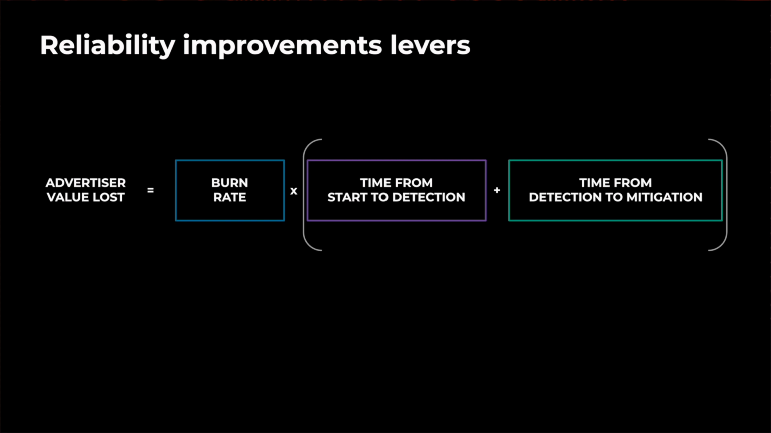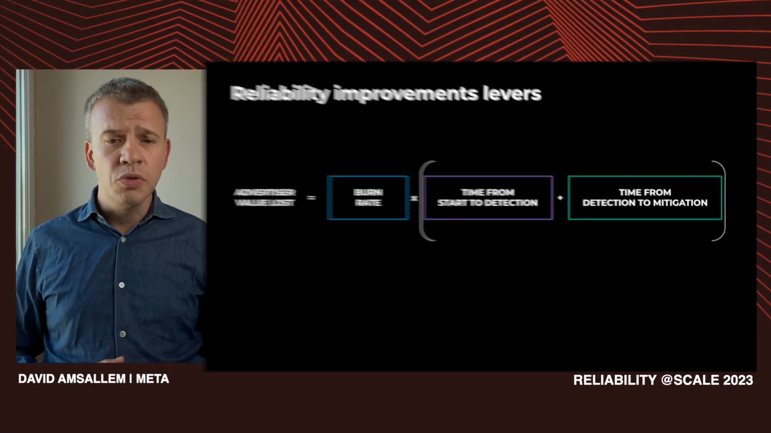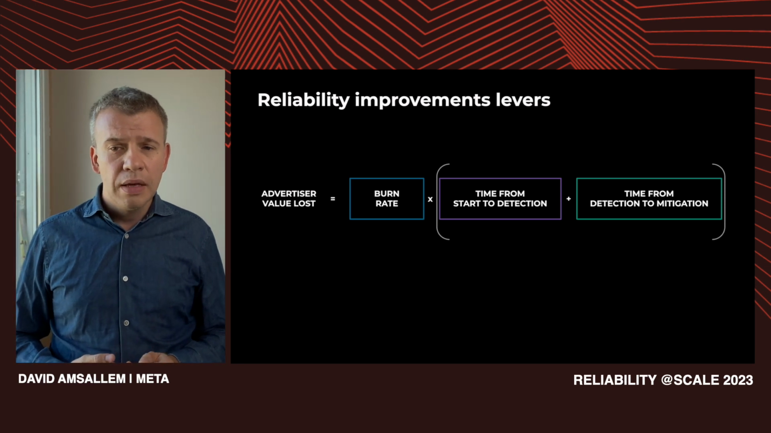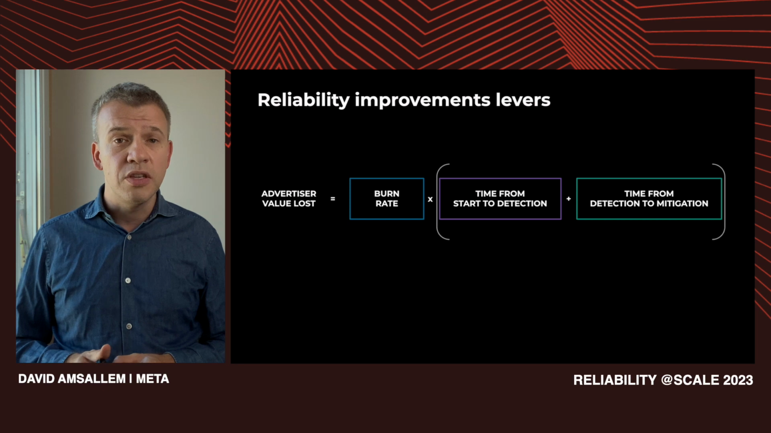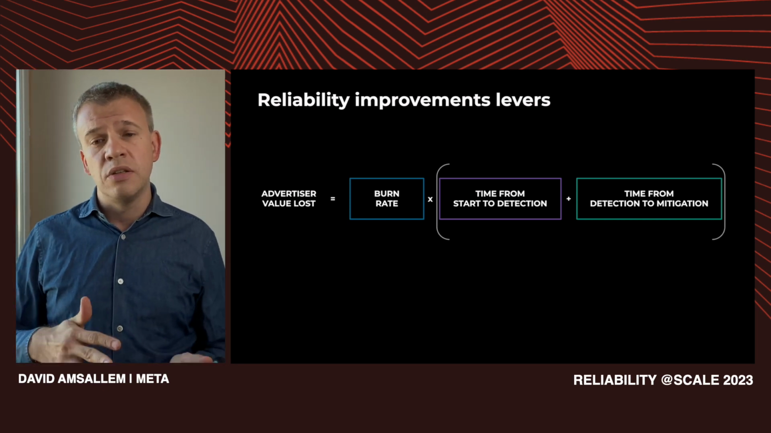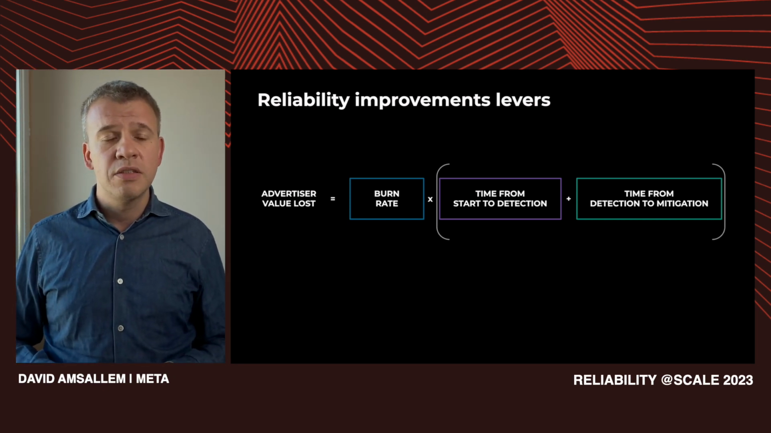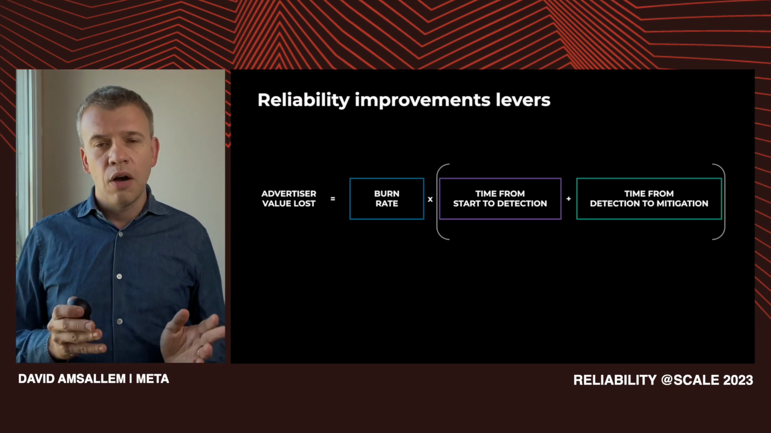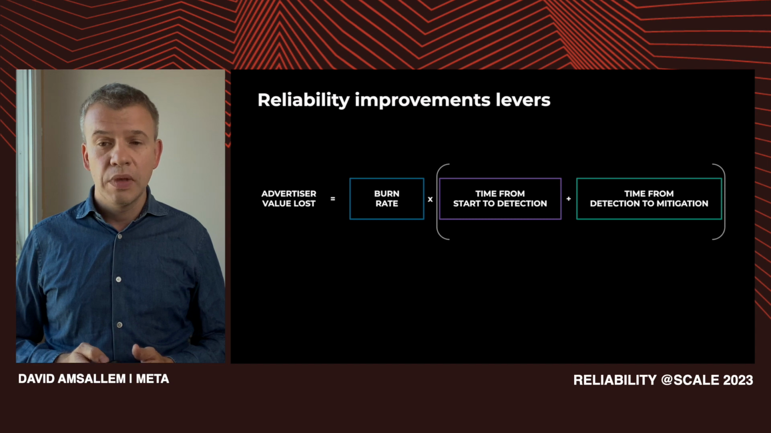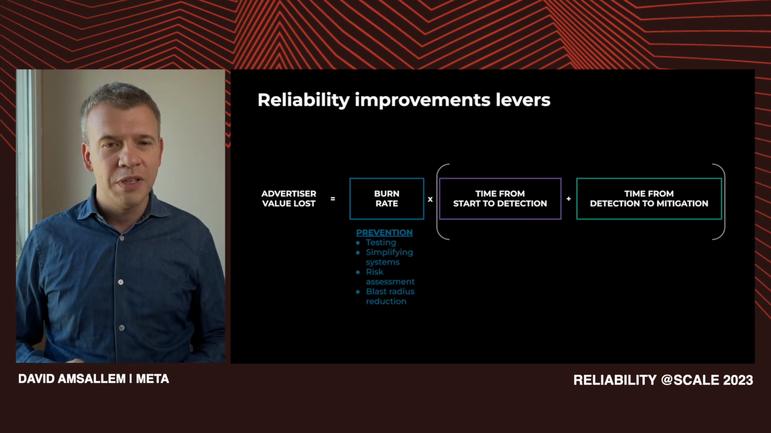The first one is the instantaneous impact from the issue, which we could call burn rate. And then you can also look at the time it takes for us to mitigate the issue, which can be further broken down into phases. One is the time it takes to detect the issue once it starts, and then how long it takes for us to mitigate it. And based on that, you now have the three levers that we can consider.